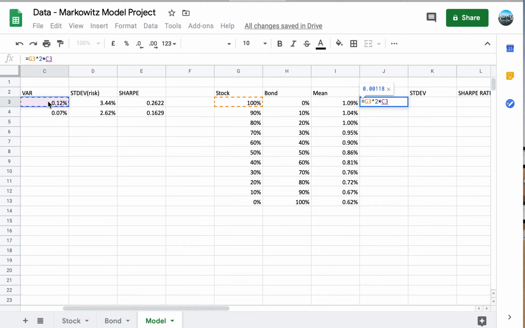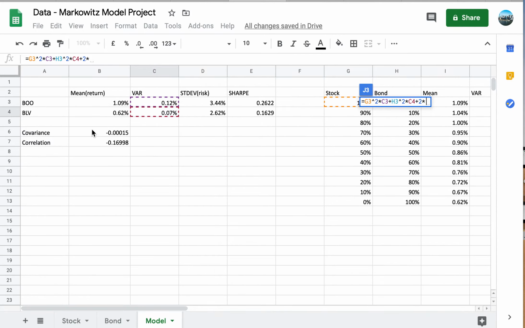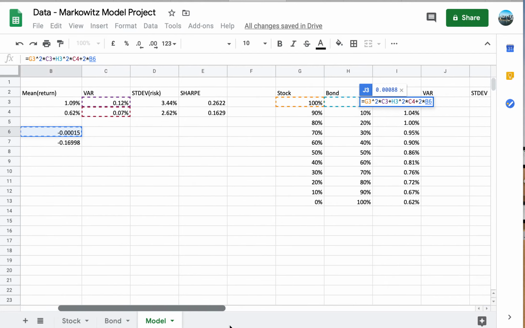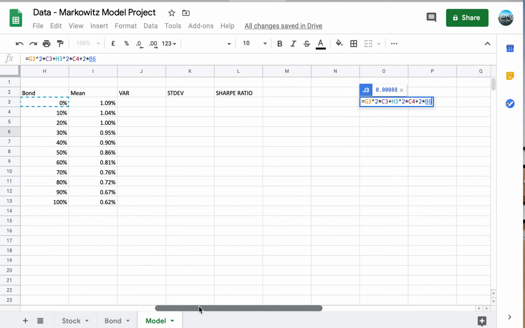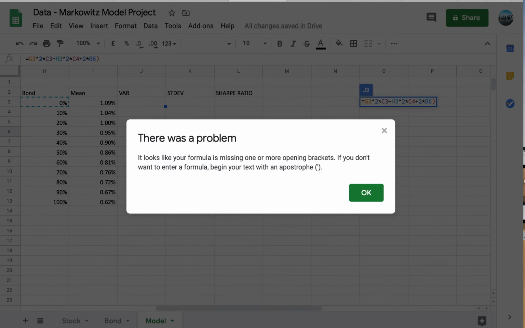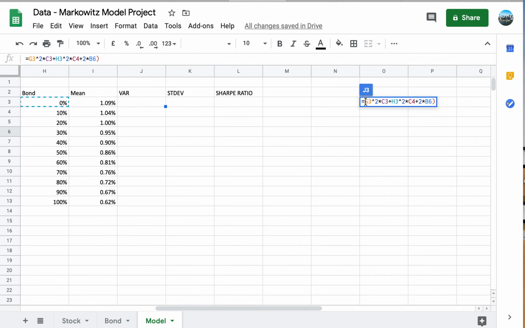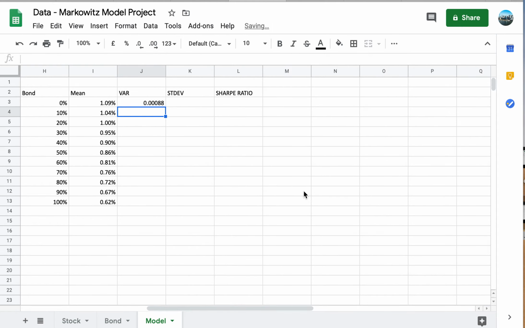We are now finished with this, and now we do the same for the bond. We take the percentage, power it by 2, remember the power symbol right here, and then we times the variance for that. And we still have a last step, that is to add 2 times the covariance. So now we need the covariance right here. Is this the cell here? And now we've actually completed this. Oh sorry, I didn't bracket it. So remember to bracket, otherwise Google Sheet will not be happy.